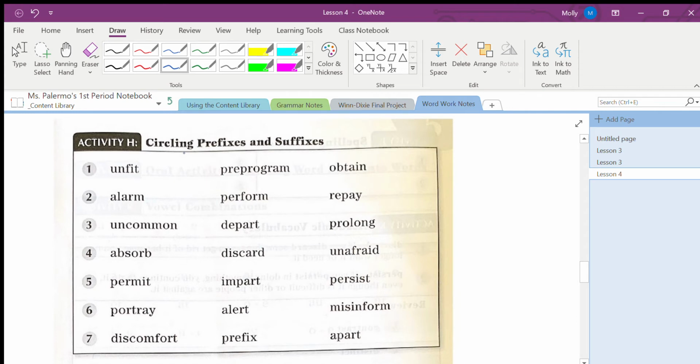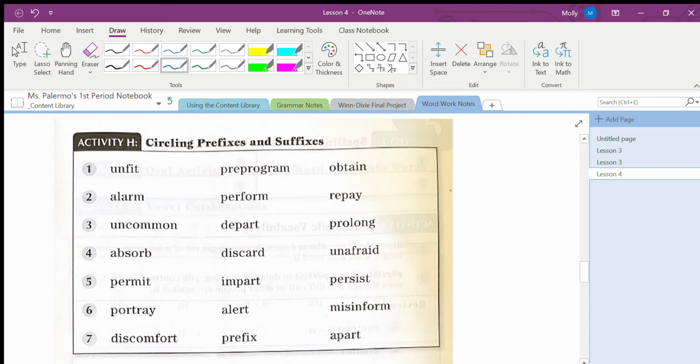For this Activity H, we are going to go back to talking about prefixes, and we're going to circle the prefix. The thing is, though, some words in English have one prefix. Some words in English can have 2 or even 3 prefixes. And then some words have none. So as we go through circling these words for this activity, I really want you to pay attention to: does the word actually have a prefix, or does it have more than one?